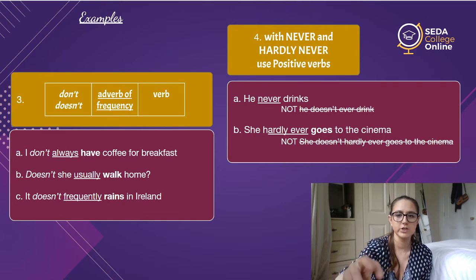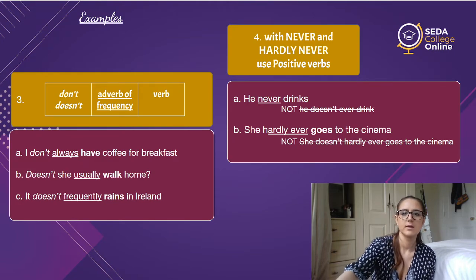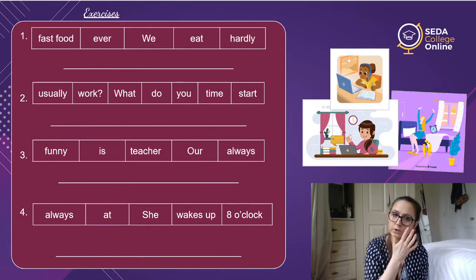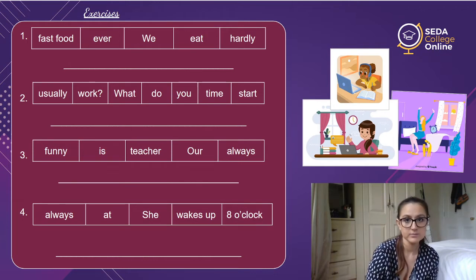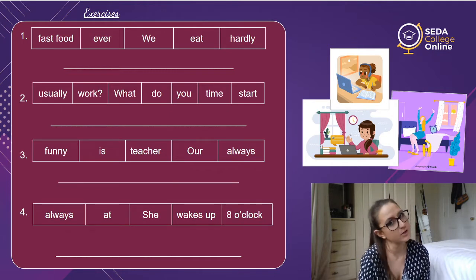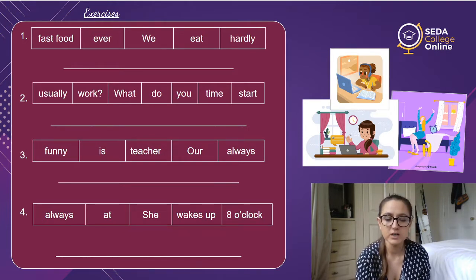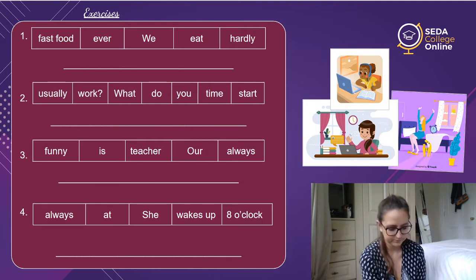I hope you took your notes, because next slide is an exercise. Now, it's again putting the sentence in the right order. Number 1, fast food ever, we eat hardly. Number 2, usually work, what do you time start? 3, funny is teacher hour always. 4, always at she wakes up 8 o'clock. So you can please put them in the right order so we can correct them later. What do you think?